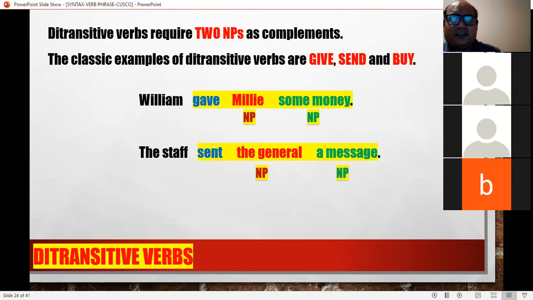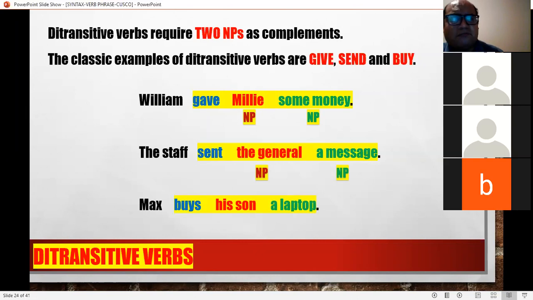These two objects. The second one, the same. The staff sent the general. Sent the general, but what? What did the staff send the general? Oh, a message. So notice here, we need the two to have a complete sense, to have a complete meaning. We have the two objects. So remember, these verbs are called the transitive. The transitive verbs are the verbs which require two objects, two noun phrases as a complement. All right.